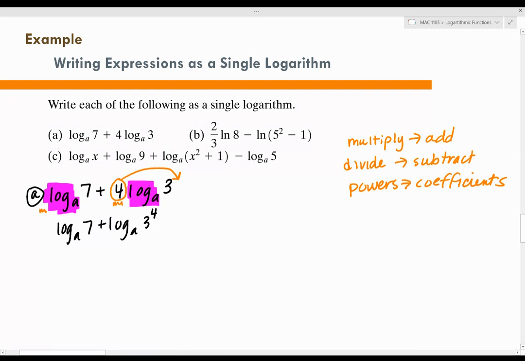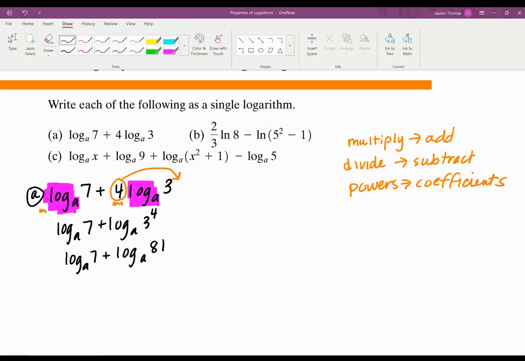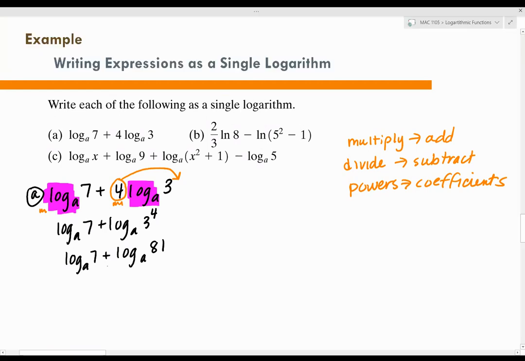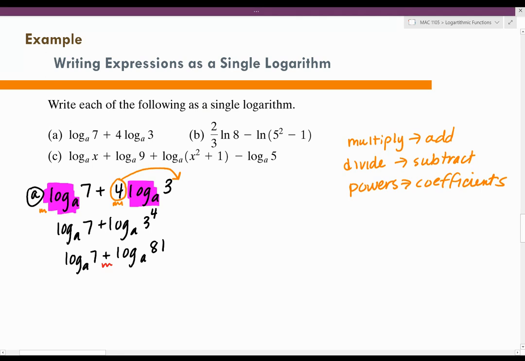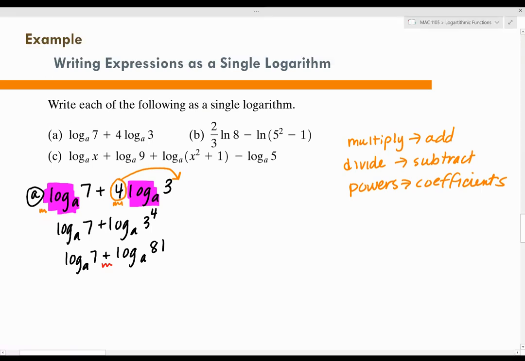Okay, so I have log base A of 7 plus log base A of 3 to the 4th. All right, we can simplify 3 to the 4th. That's going to be 81. Okay, and then I have addition, okay, between those two logs. So addition gets condensed by multiplication, okay? So this is going to become log base A of 7 times 81. All right, and I can simplify that.